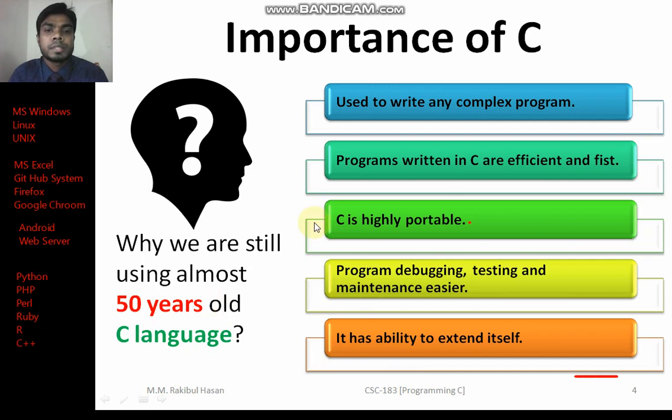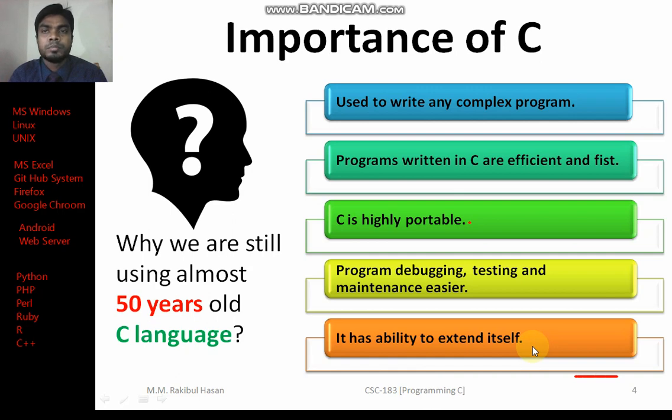Okay, right. So then the second point, programs written in C are efficient and fast. So if you write code in C programming language, your program will be very efficient and fast. Then C is highly portable. That means it can run on a number of platforms. Then program debugging, testing and maintenance is easy. Debugging means you can find out the bug, that means find out the error inside the program very easily. Then you can test your program, you can maintain the software very easily by using the C programming language. And it has ability to extend itself.